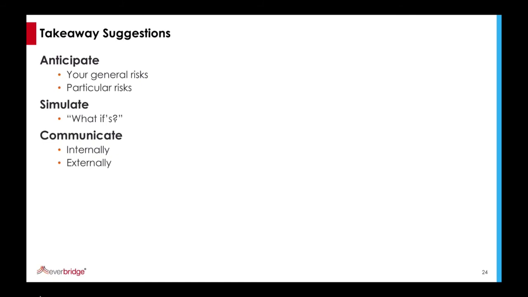And I can't stress it enough, communicate internally often and in detail with your staff. They will be able to act appropriately if they understand what the situation is. And externally, both with constituents you serve and collaborators that you'll be relying upon.